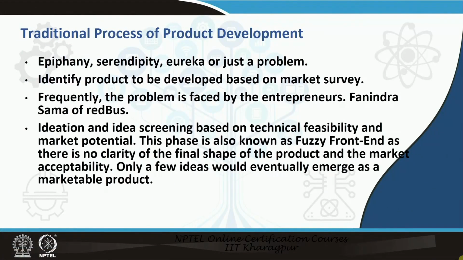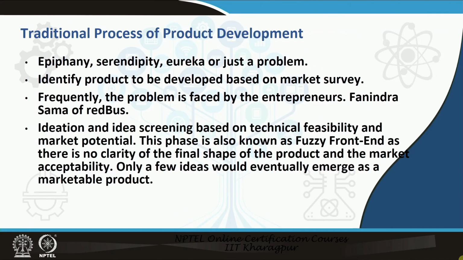So, the traditional process actually involves either a planned research and development, where you have a problem and then you decide different parameters, different factors for developing a solution, and then maybe you have an epiphany moment or a serendipity, or suddenly there is a eureka moment, and then you start building that. You identify the product to be developed based on market survey, you do market research, and then it comes out that the market is actually demanding a product of a certain kind, so you start building it.